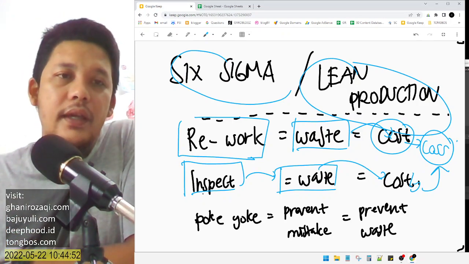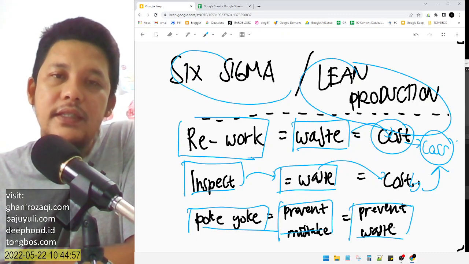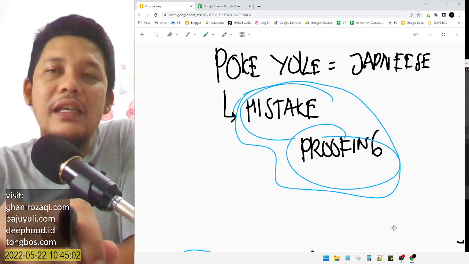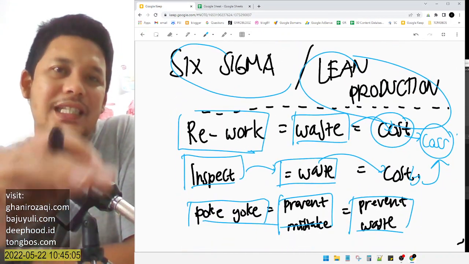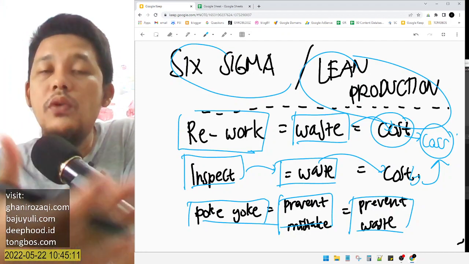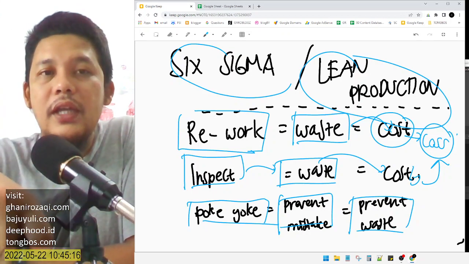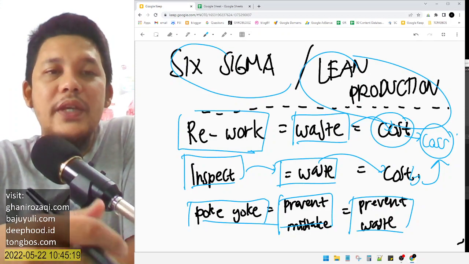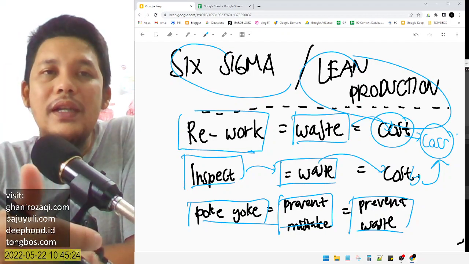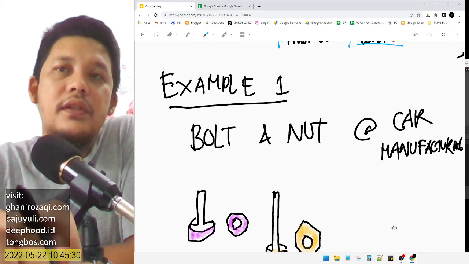And then Poka Yoke prevents mistakes and prevents waste. So Poka Yoke is a philosophy, as I told you before, that is mistake proofing. So instead of the mistake happening from your employees, from your work, from your colleague, it can be prevented by some system, some protocol, some SOP, and so on. Okay, maybe you can't imagine yet what Poka Yoke is. Don't worry, I will tell you an example of Poka Yoke.